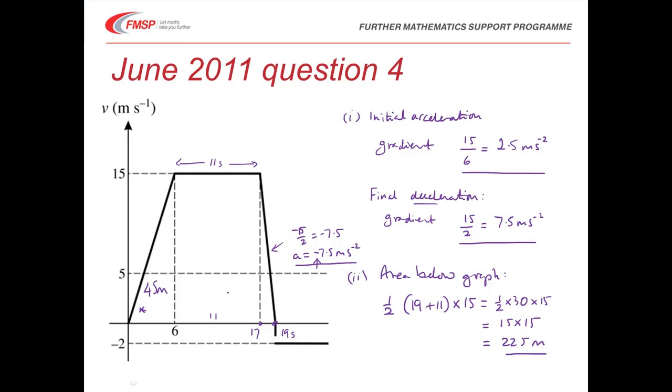meters. For the piece in the middle, it's simply the width, 11 seconds times 15, that's 165 meters. And for the final triangle, the base is 2 and the height is 15, half of 2 times 15 is 15, and adding those all together also comes to 225 meters. So again, an alternative, perfectly legitimate method.